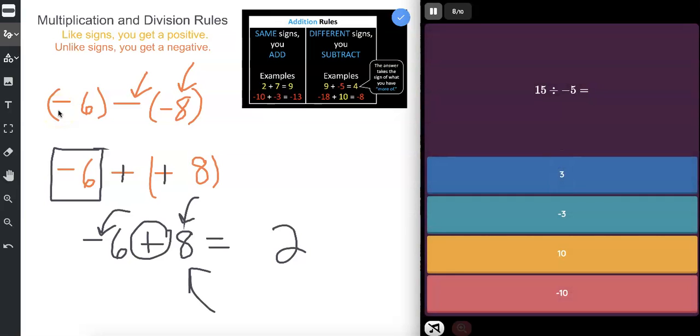15 divided by negative 5. This is division. Our division and multiplication rules say that if you have unlike signs, which is the case here, a positive 15 and a negative 5, you get a negative. So a positive divided by a negative gives you a negative every time. So we get negative 3.